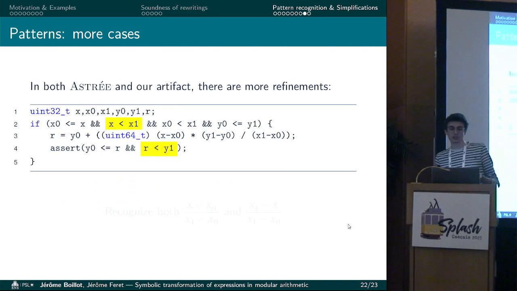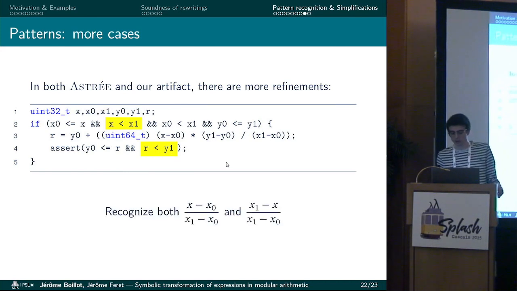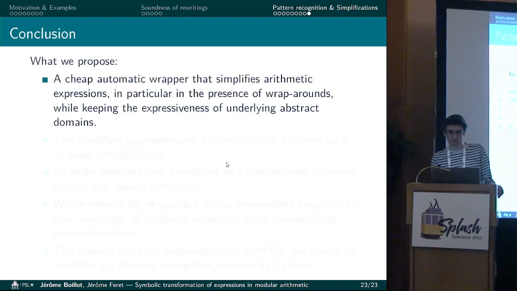In fact, in both Astray and our artifact, there are more refinements, and in particular, for linear interpolation patterns, if we have a strict comparison, then we get a better approximation. So we know that R is strictly less than Y1. And there are also other patterns that are handled.